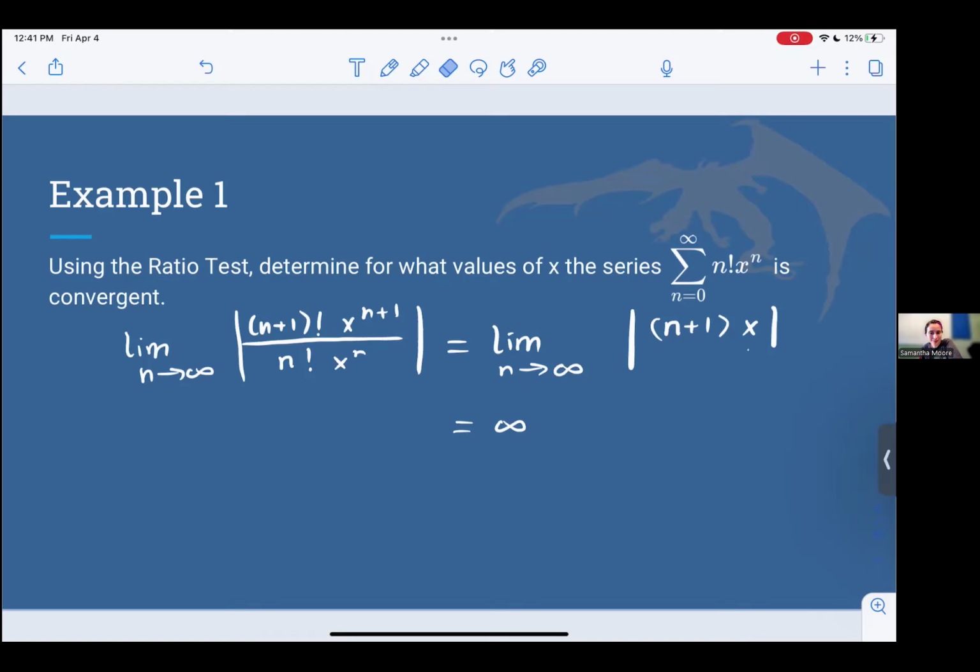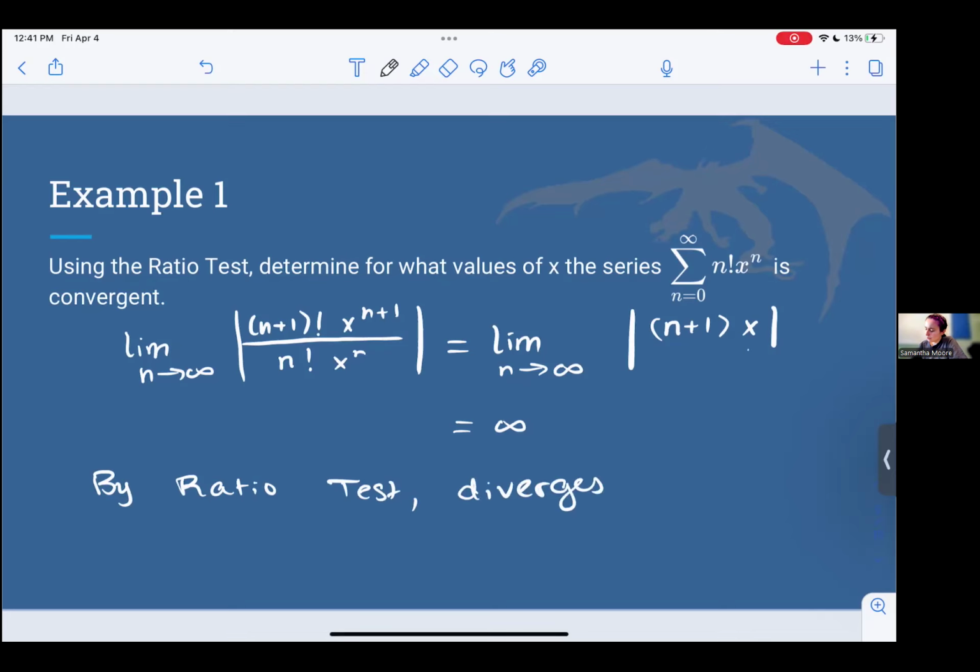Right, we need a ratio less than 1. Hopefully that's what we were thinking of when we wanted it to converge. And so because our ratio is greater than 1, we know we're going to diverge. So by the ratio test, it diverges.